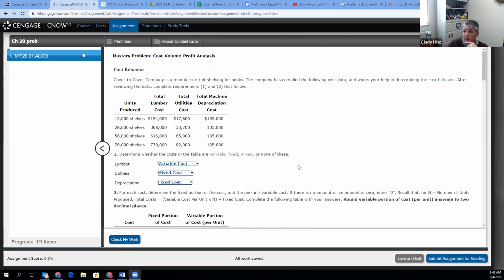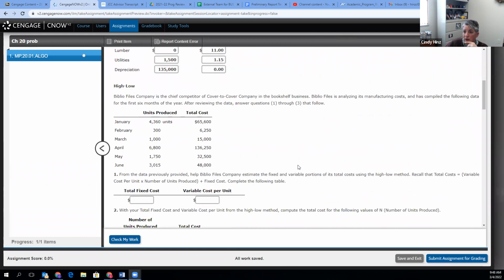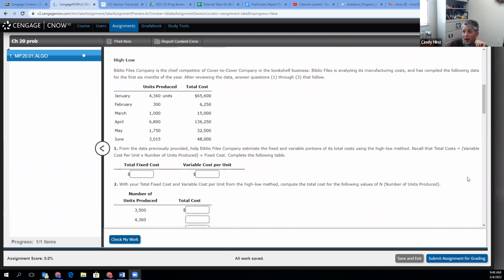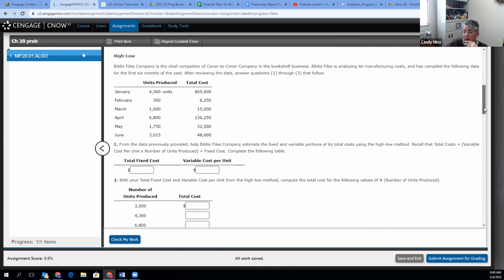And so now in the next part of the problem, we're moving on to a brand new problem. So we're not Cover to Cover, which is what we did in the first part. Now we're looking at Bibliophiles, and they are a chief competitor of Cover to Cover. They're looking at their manufacturing costs, and the first thing we're asked to do is estimate the fixed and variable portion of the total cost using the high-low method. So we have to identify our high point and our low point.